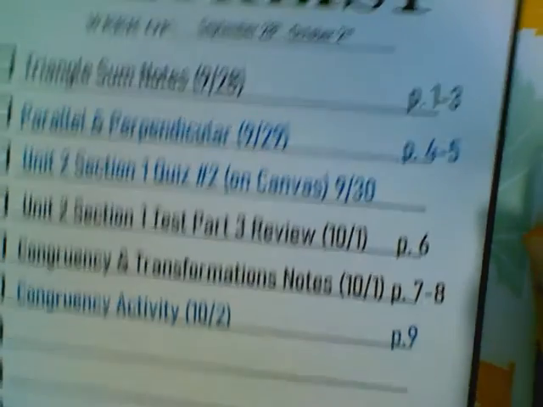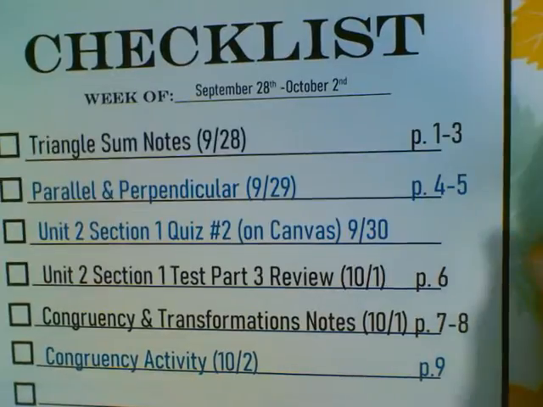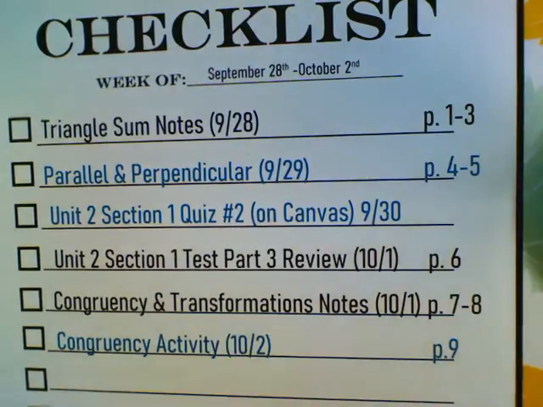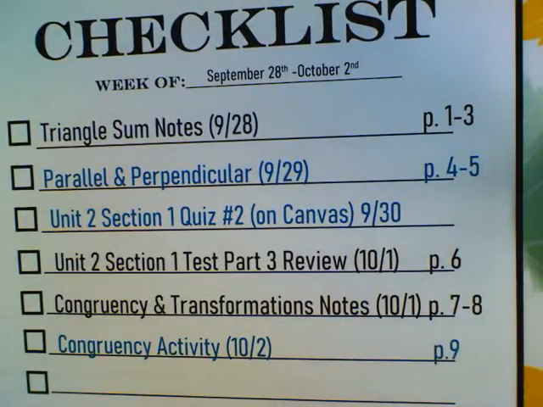All right, so again, take a look at your checklist. Make sure you know what we're going to get done this week. In black is in person, and blue is your digital assignments. Notice that you have 3 digital assignments this week.